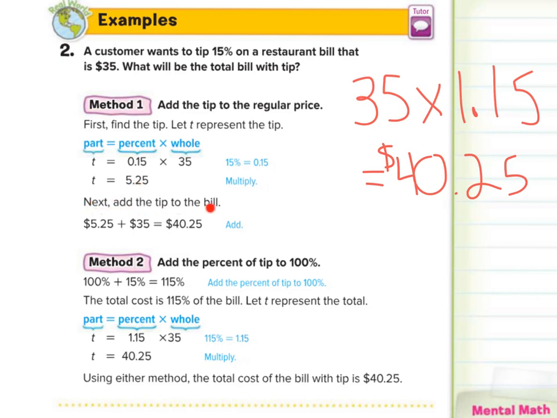Okay? Next, add the tip. So now they just want you to add it. But instead of doing that, why not just look down here, multiply it by 1.15. So 35 times 1 is 35, and 35 times decimal 0.15 will be the 5.25. But this will give you the entire total simply by putting a 1 in front of it. And you see that? So it's a more efficient way to do it.